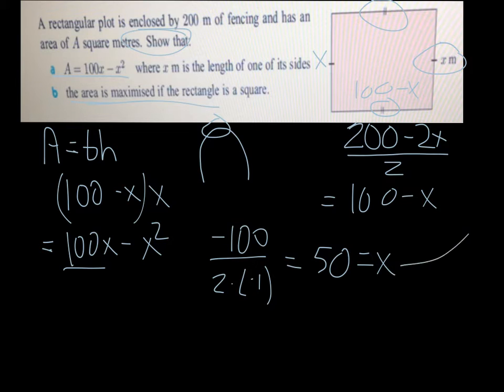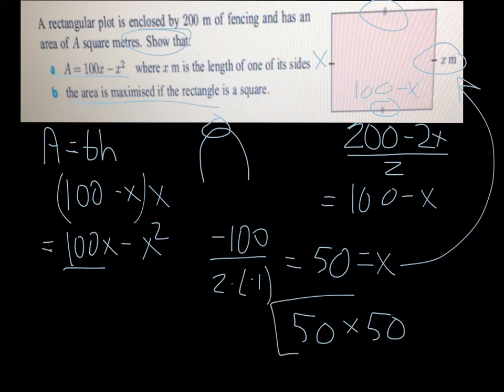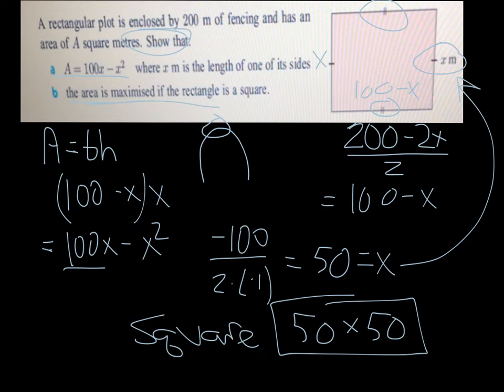So now, go back up and see what happened. One side is 50, because that's just x. And the other is 100 minus x, which is 100 minus 50, which is also 50. So our dimensions are 50 by 50, which is, of course, a square. And that is our optimization, and that's how we do this problem.